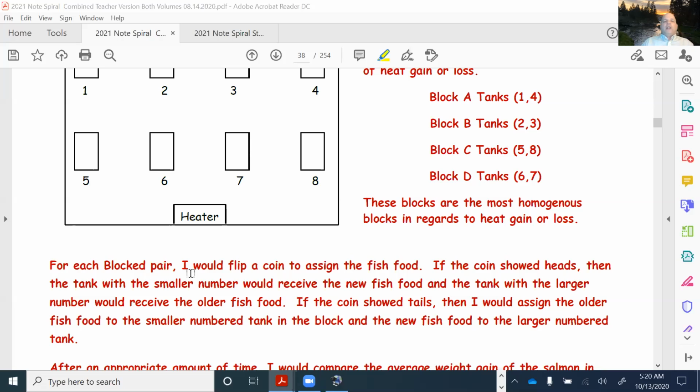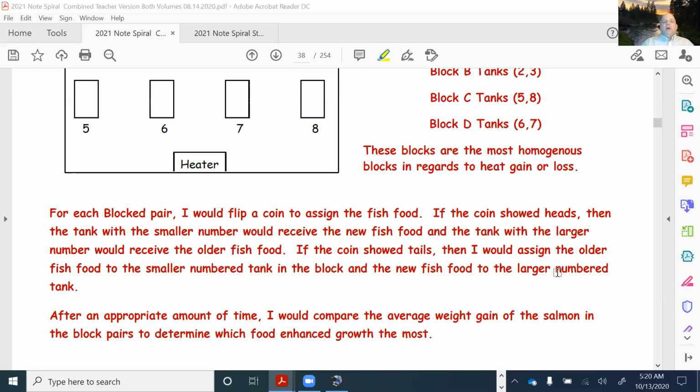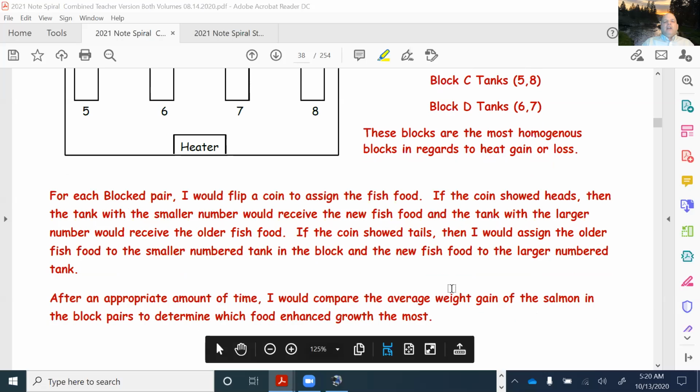I could have put the 2 numbers in a hat and drawn. That would have been fine as well. So if the coin shows tails, then I would assign the older fish food to the smaller number in the block and the new fish food to the larger number. After an appropriate time, I would compare the average weight gain of the salmon in the block pairs to determine which food enhanced growth the most.